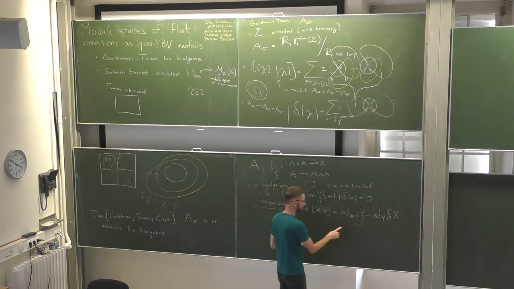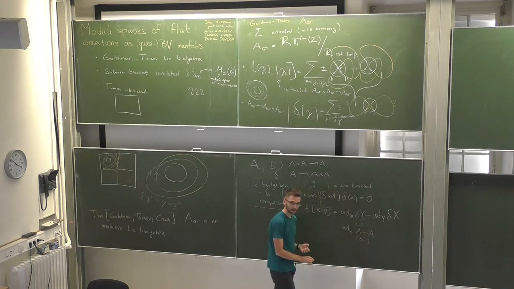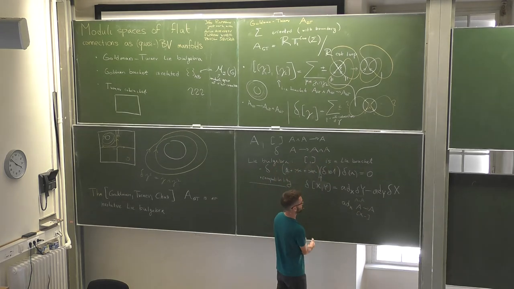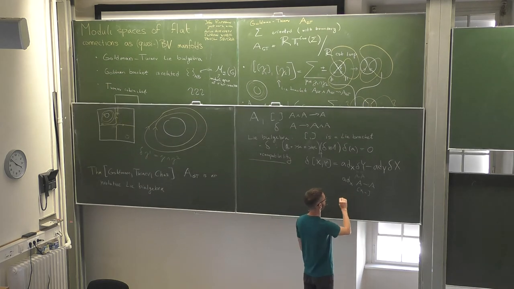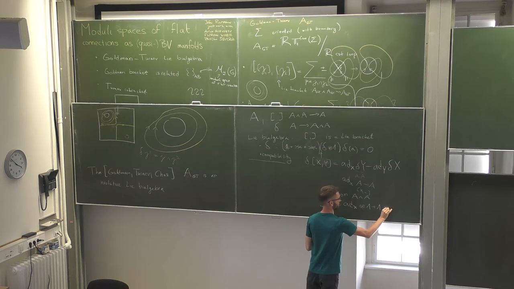So, this is an element of A⊗A. Yeah, and so on this you can act by ad_X. So you know what ad_X is, just a map from A to A. This is just bracket with X. Sorry. So on A⊗A, you just define it as ad_X⊗1 plus 1⊗ad_X.